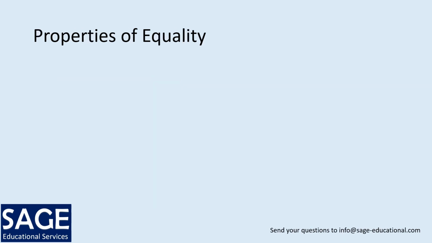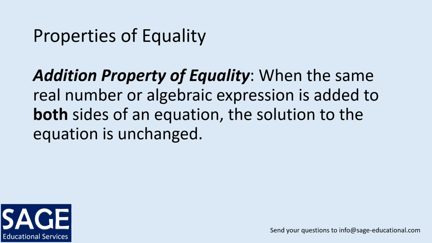So we will start looking at the properties of equality, which will help us to solve linear equations. The first property is the addition property of equality, which says that if you add the same real number or algebraic expression to both sides of an equation, the solution to the equation will remain unchanged.